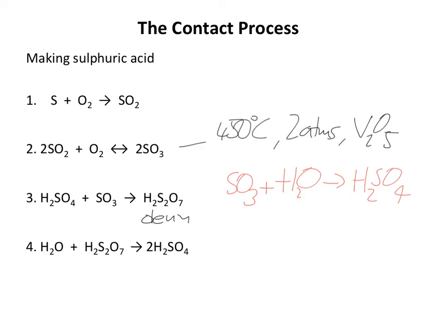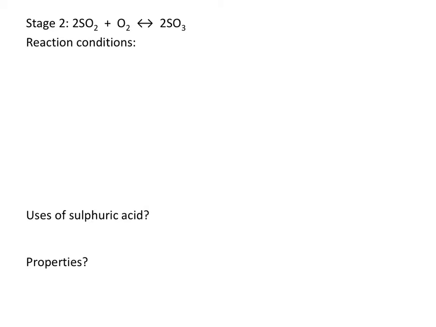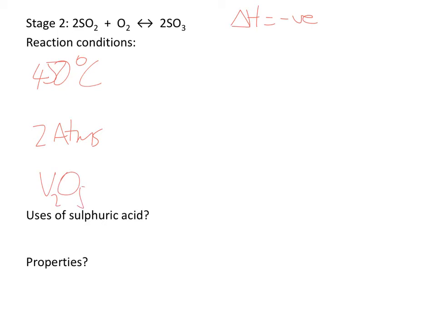Now, I'm afraid these steps do need to be learnt for the exam. And now I'm going to look at why we choose those conditions. So I'm just going to make a few additions to this slide. I'm just going to say that the reaction has an enthalpy change which is negative, and I'll write down the conditions here, and we will justify them in the same way that we justified the conditions we used in the Haber process.